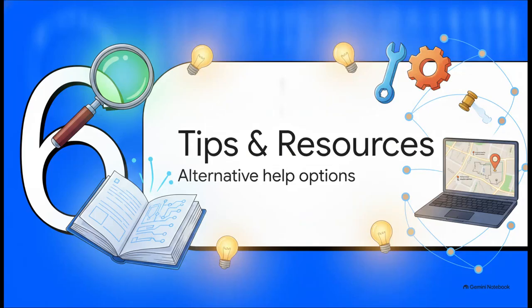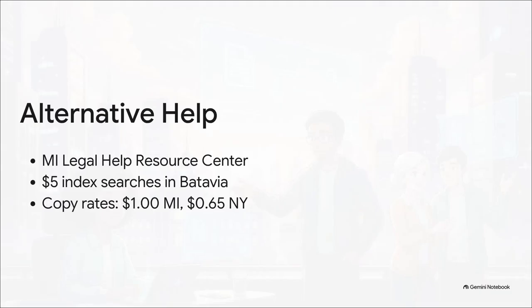Almost done. Section 6, Tips and Resources. So what happens if you follow all these steps and you still come up empty-handed? Don't worry, there are backup plans. In Michigan, you can tap into local community resources like the Genesee District Library or the Michigan Legal Help Resource Center. They are literally there to help guide you. In New York, if you just can't find a specific case number online, you can actually walk into the Batavia County Clerk's office, and they'll run an index search for you. It only costs $5 for every 2-year period they search.